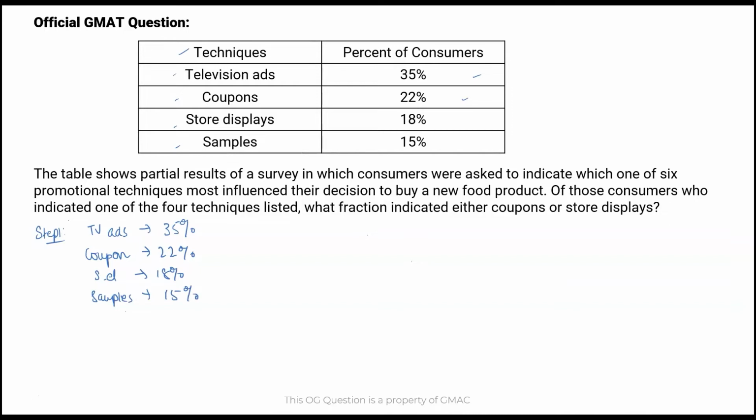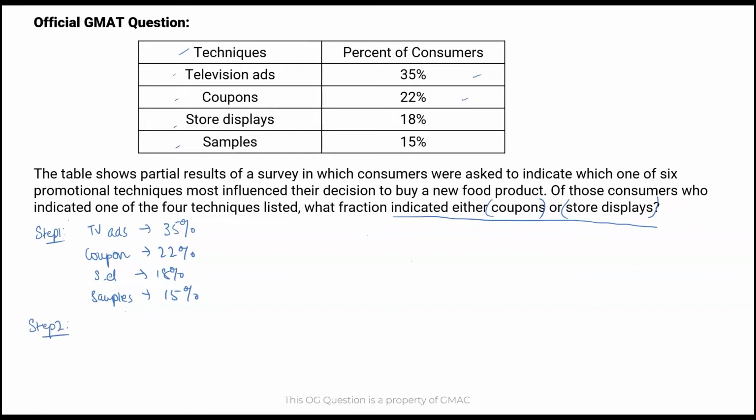Now we have to find what fraction indicates either coupons or store display. So we have to find out the fraction for either coupons or store displays. And since no other information can be derived from the question, we move on to step 2, which is understanding how to solve the problem.